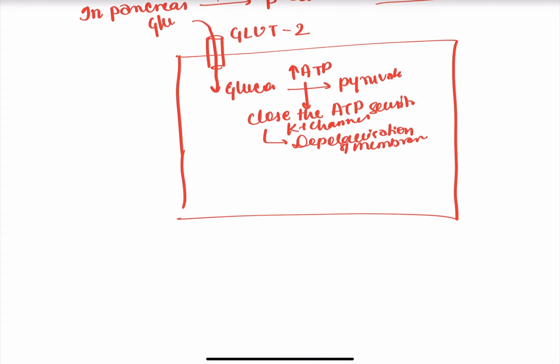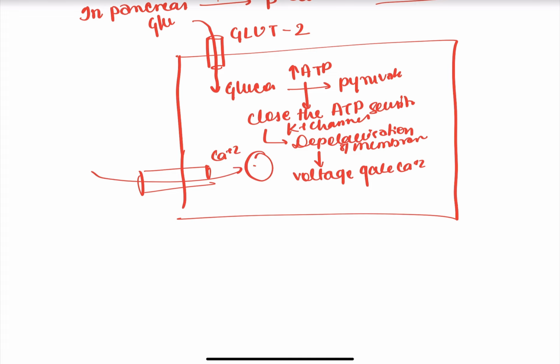So there is depolarization of membrane. Due to depolarization there is opening of voltage gated calcium channel. So the voltage gated calcium channel will open and the calcium will influx, and the vesicles which carry insulin will move towards the membrane and they will burst, and there will be release of insulin. So this is how insulin is released.